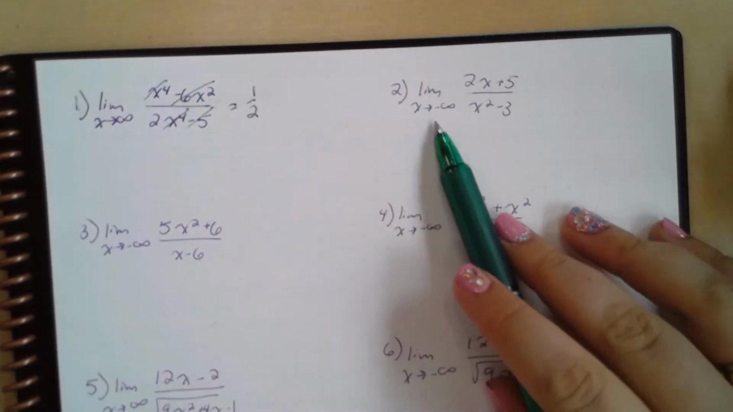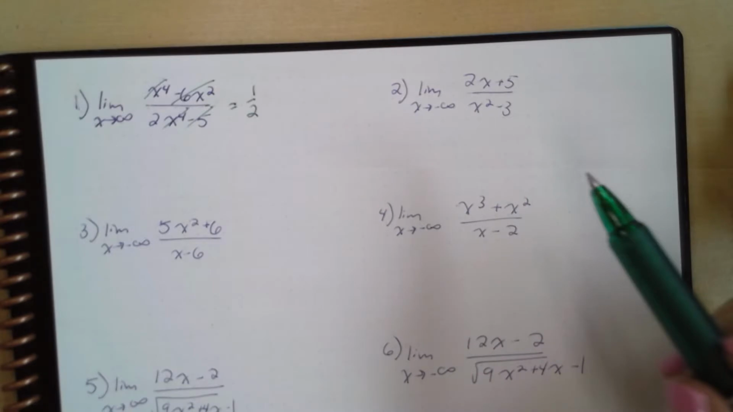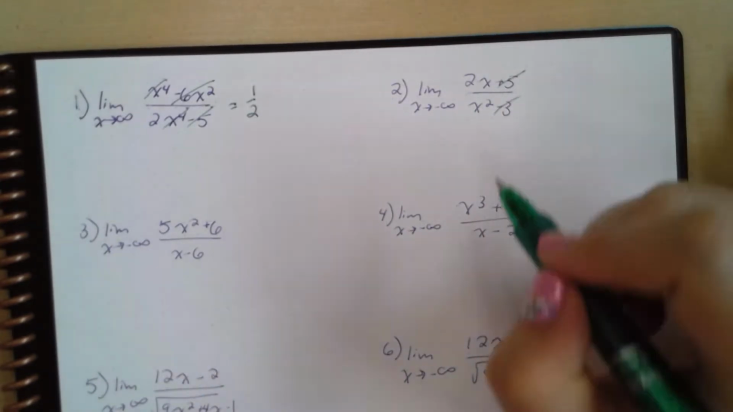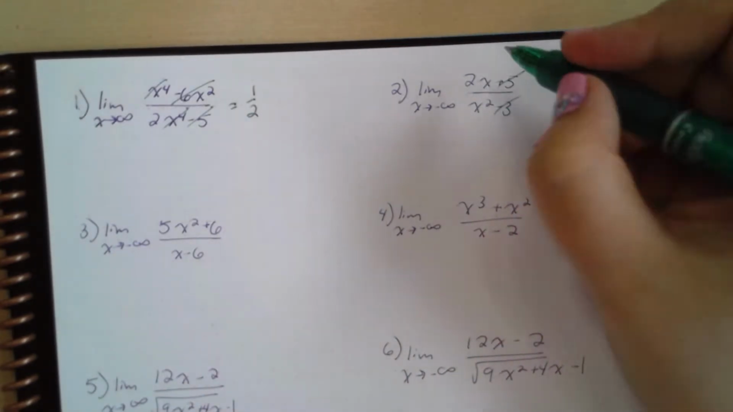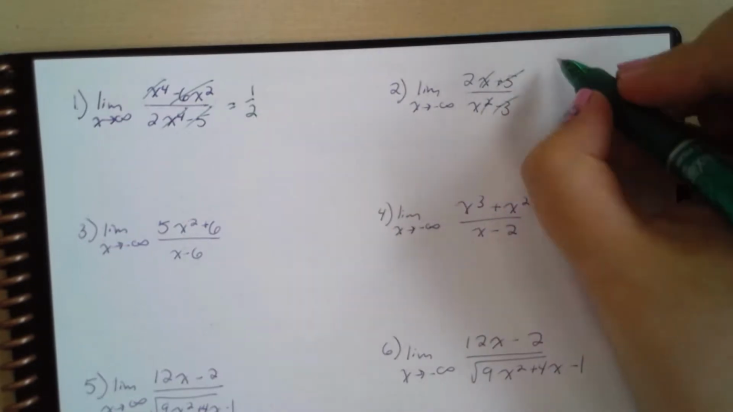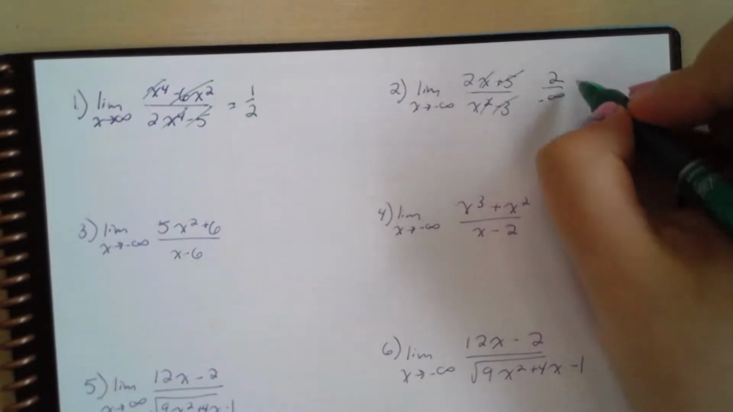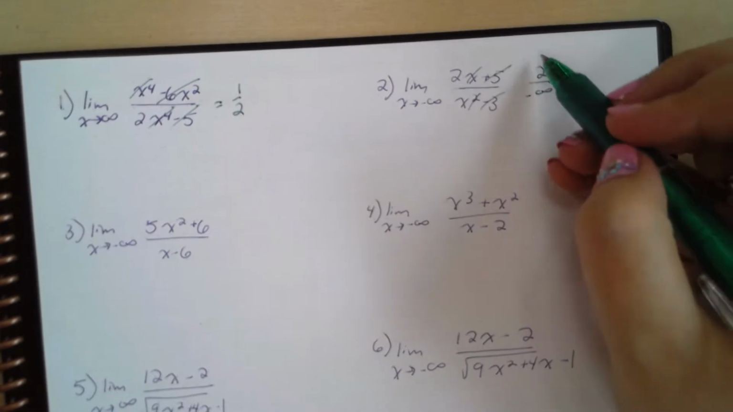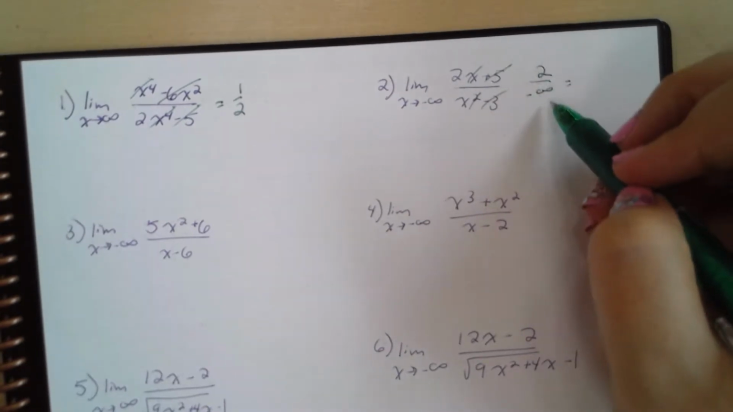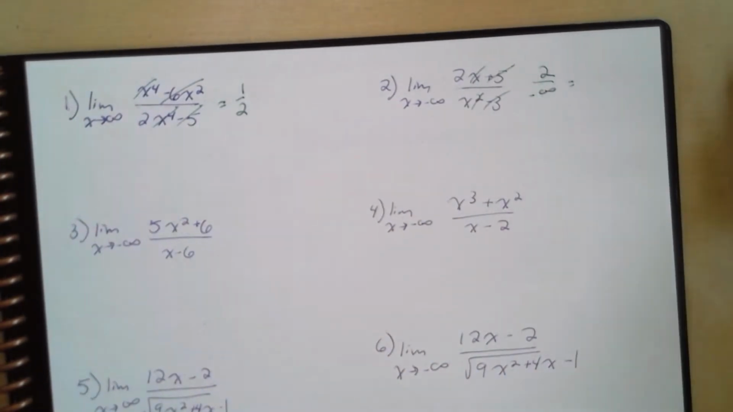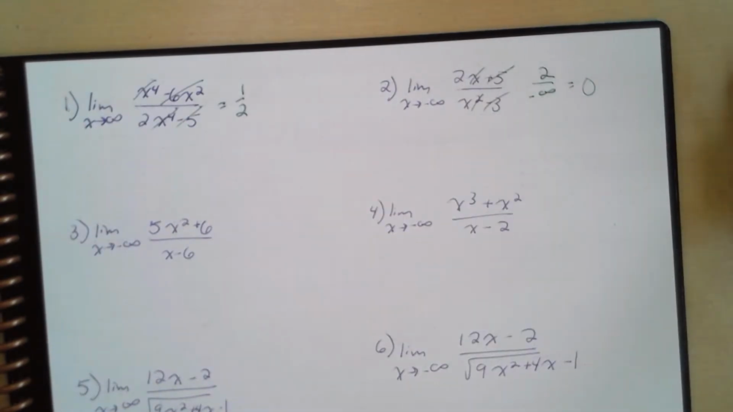What about negative infinity here? We haven't talked about that yet. Well, 5 and -3, those don't matter. Now we've got 2x over x squared. I'm going to cancel out that x. So now I have a 2 over negative infinity. So our limit here, a small number over a very large number, is just going to be 0.